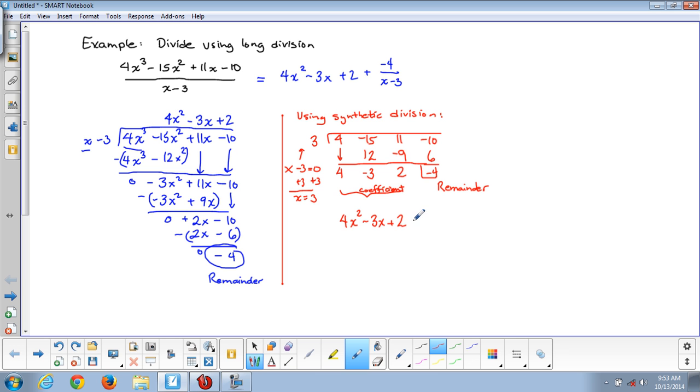Okay, so it's going to be plus negative 4 over, and again, very important that you do put the original divisor, x minus 3, not this divisor. This right here, again, is just a systematic approach of solving our problem.